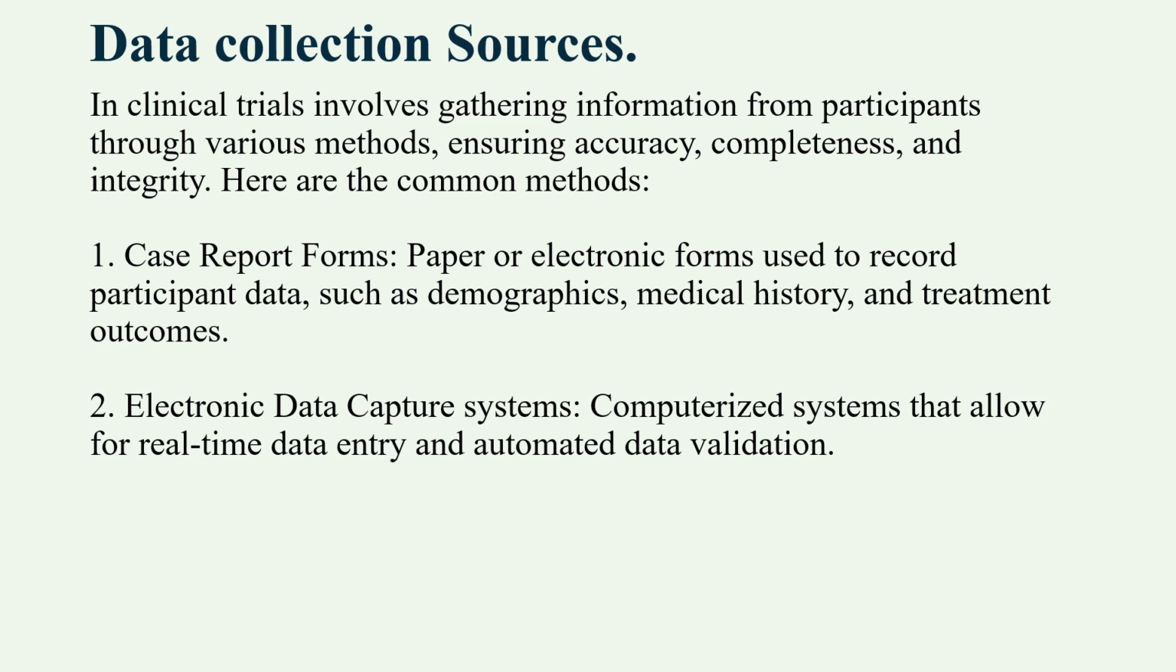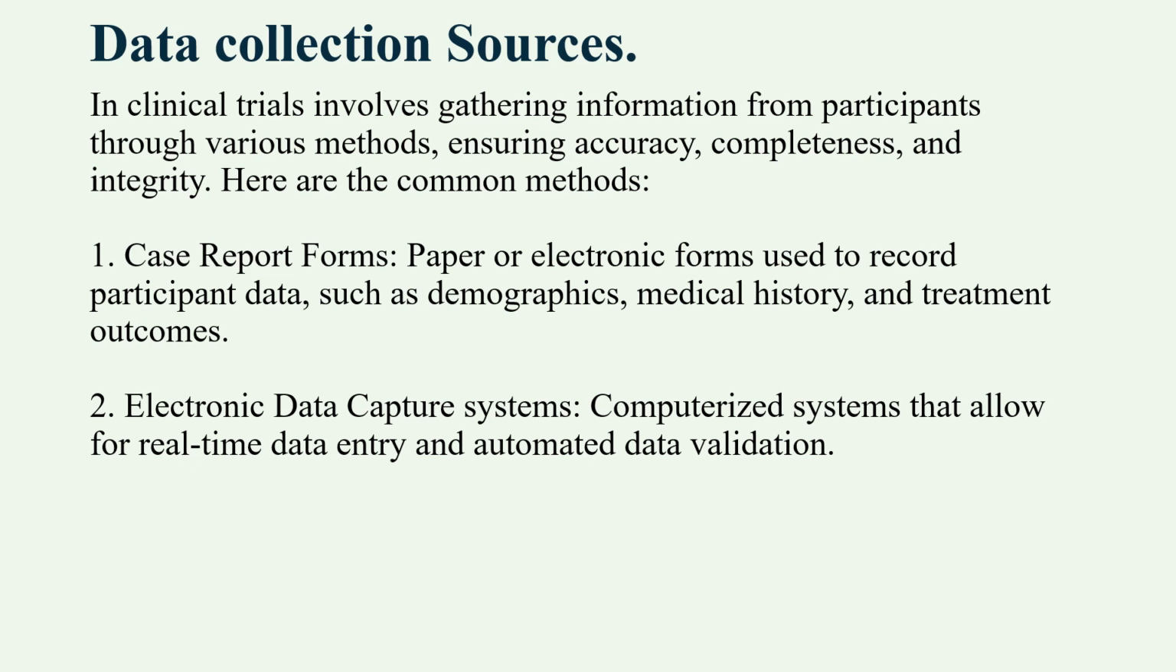So after we have understood what data we are going to collect and what information we are going to collect and what variables we have selected, we now have to understand what are the different sources from which we can get this information. In clinical trials, gathering information from participants can be through various methods. And these various methods will ensure accuracy, completeness, as well as the integrity of the data.